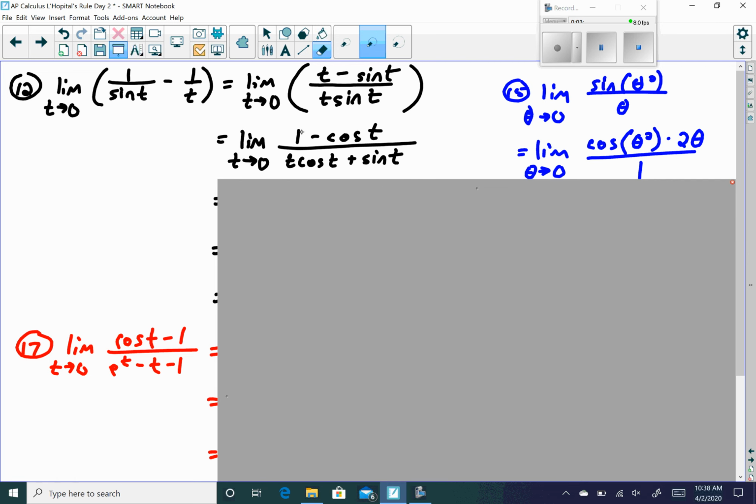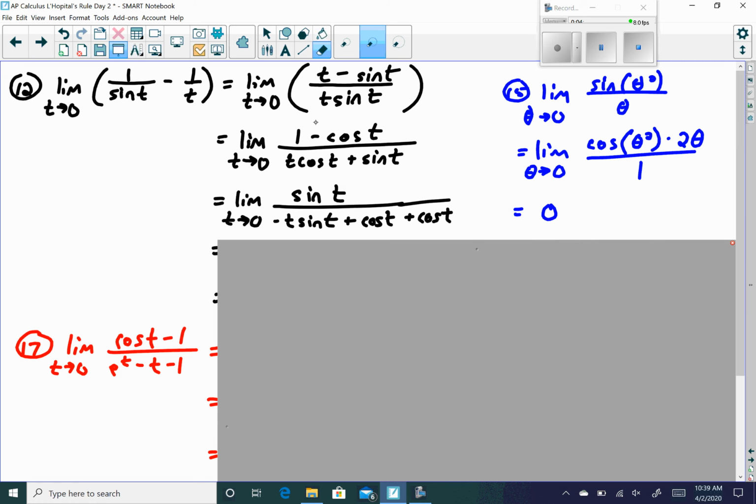But up top we're going to get a 1 minus a cosine t. We have to use the product rule down here. So uv prime becomes t times cosine t plus vu prime, which is 1 times sine t. But again, I get a 0 over 0. Cosine of 0 is 1. 1 minus 1 is 0 up top. 0 times cosine of anything is 0 plus sine of 0. So I'm still getting 0 over 0. So I have to repeat the process once more.